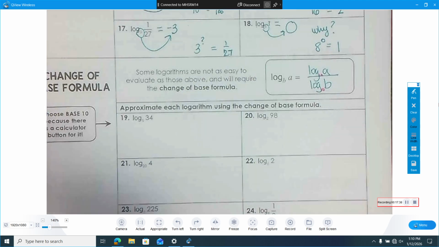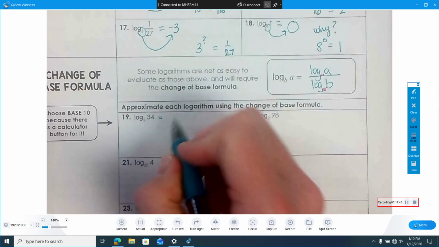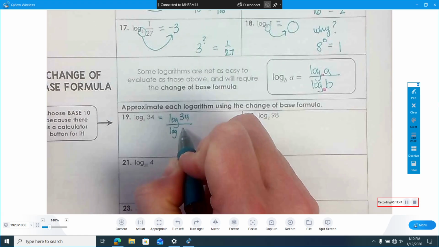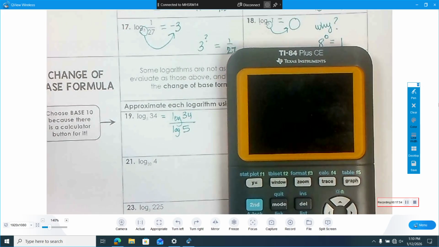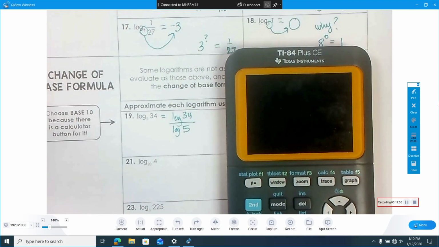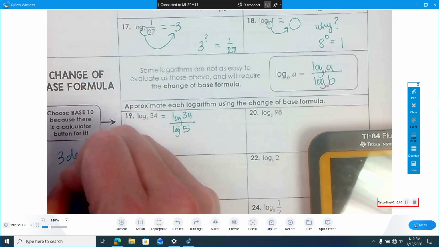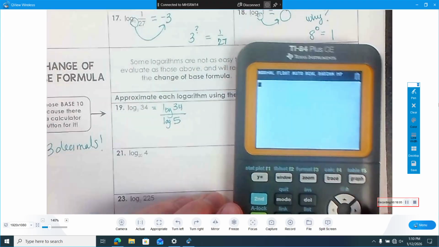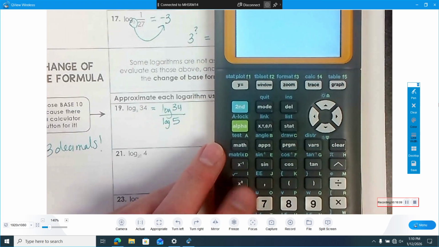So on this one, number 19, we want log tall, so that'd be log of 34 over log small, which is 5. Then you put it in your calculator. And we want to go to 3 decimal places. 3 decimals, please. So we're just going to do log 34 divided by log 5.